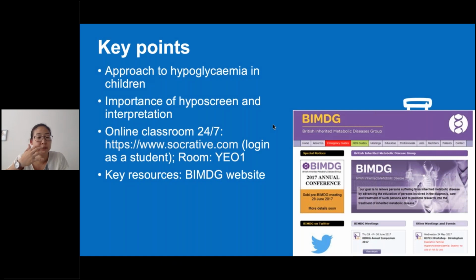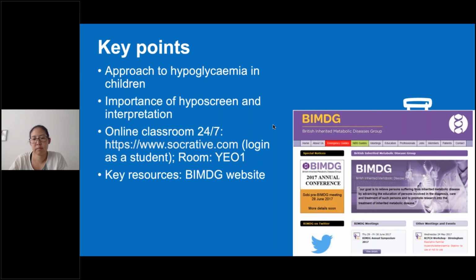So the key points that I wanted to bring across are this approach to hypoglycemia in children, and the importance of the hypoglycemia screen and interpretation. I have set up an online classroom, which is open 24/7, 7 days a week. If you go to socrative.com and log in as a student, you log into the room, which is YEO1. There's a whole tutorial on hypoglycemia as well, and it gives you real-time feedback after you've answered the question.